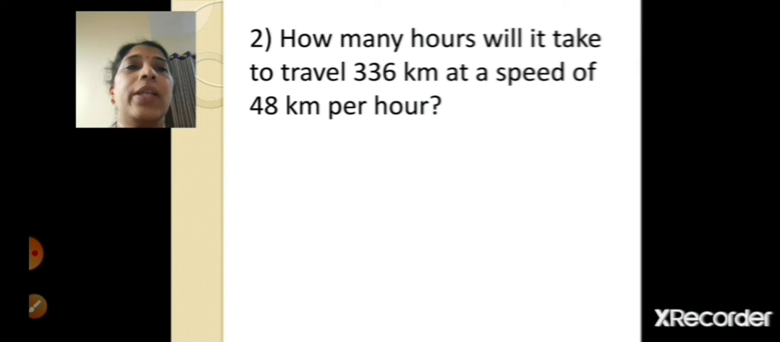Now how many hours will it take to travel 336 km at a speed of 48 kilometer per hour, right? So 336 kilometer is there that you have to travel at a speed of 48 kilometer per hour. So how many hours will it take? You have to calculate. So what you are going to do?